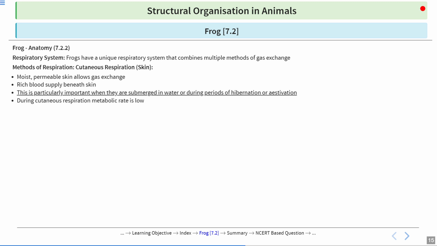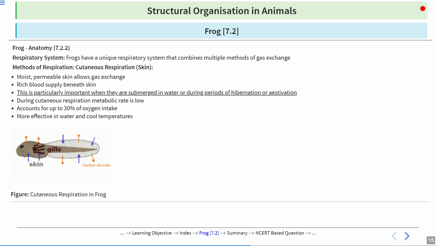So during cutaneous respiration, the metabolic rate is very, very low. It accounts for 30% of oxygen intake. Only 30% of oxygen they require, and it is more effective in water and cool temperature. So this type of respiration you basically see when they are in the water, and when the temperature is very cool, meaning they go for hibernation or estivation as well.